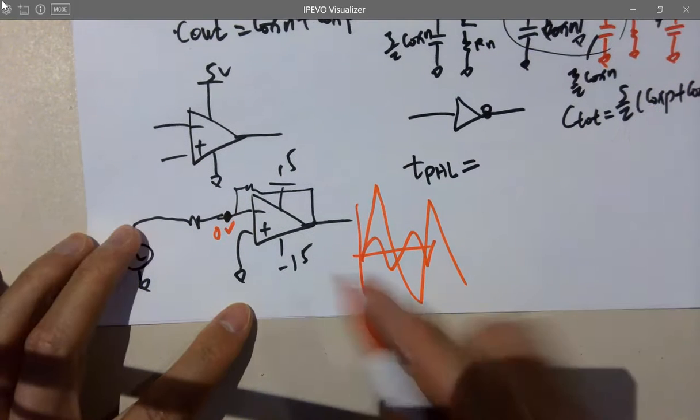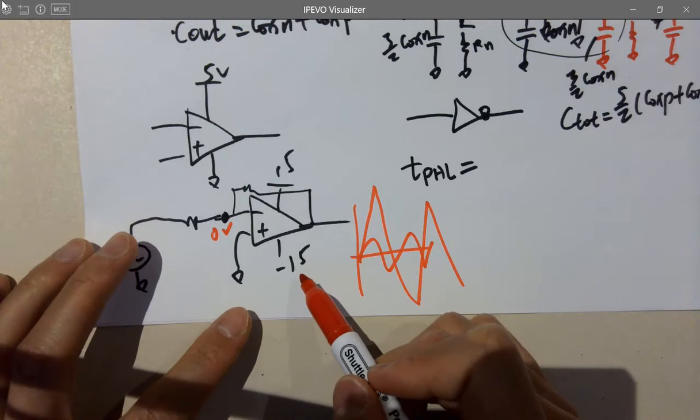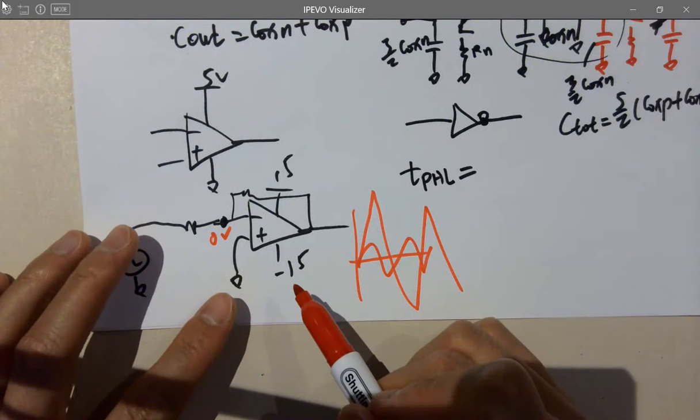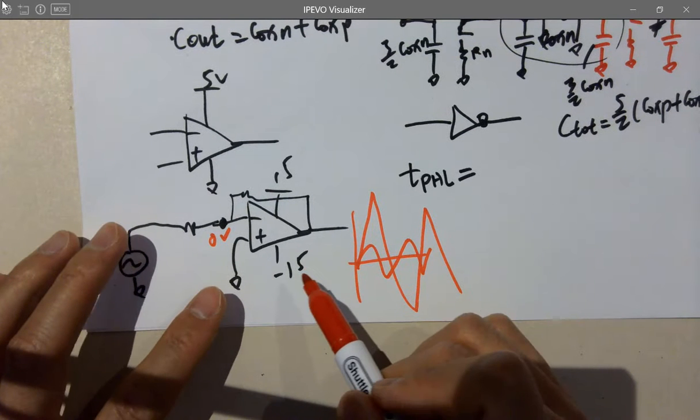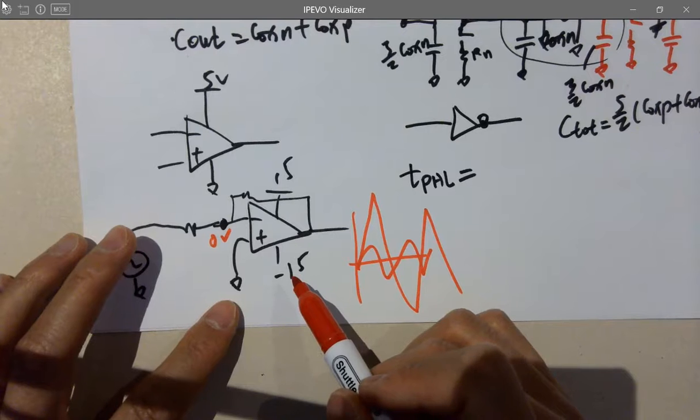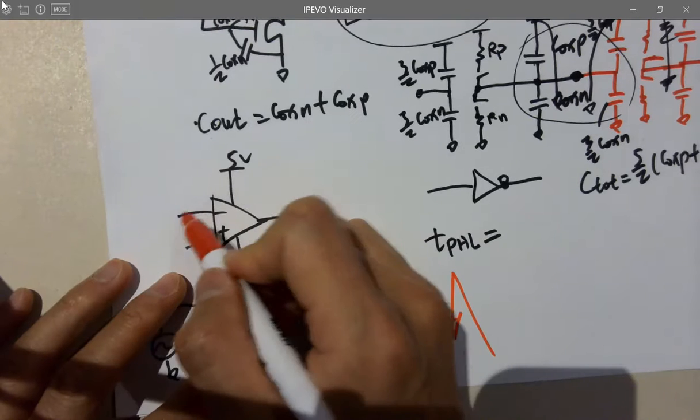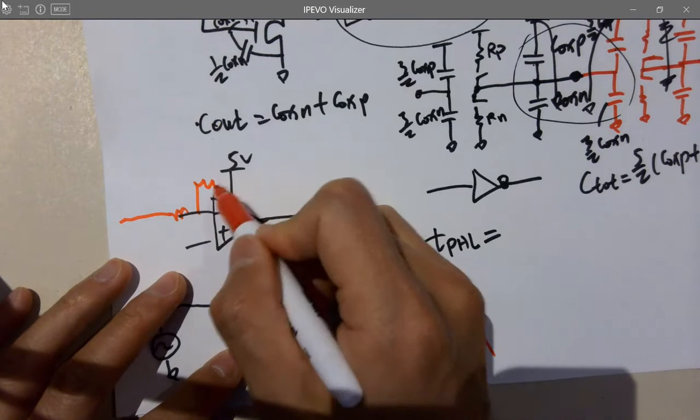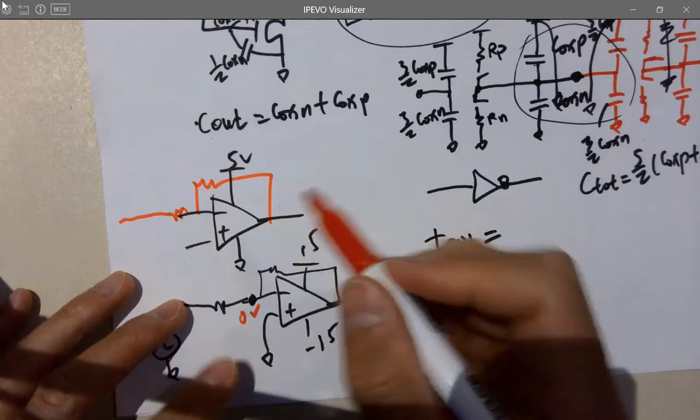However, I never have negative 15 volts on my board, right? Usually I just have a ground as the lowest potential in the circuit. So it's going to be like this. So how do you want to do it though? Should I ground it?